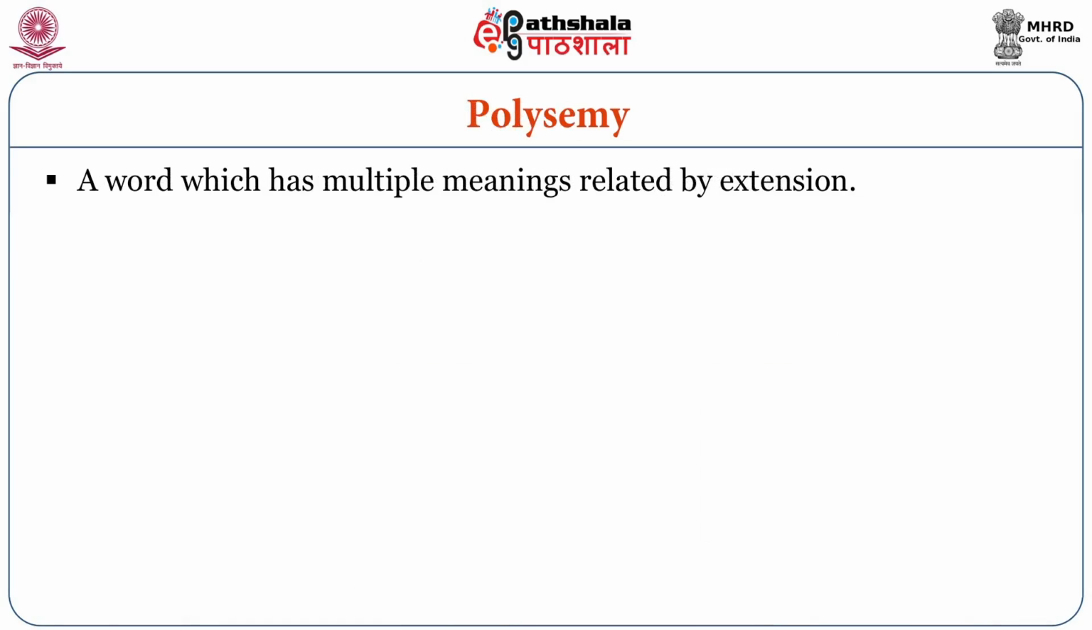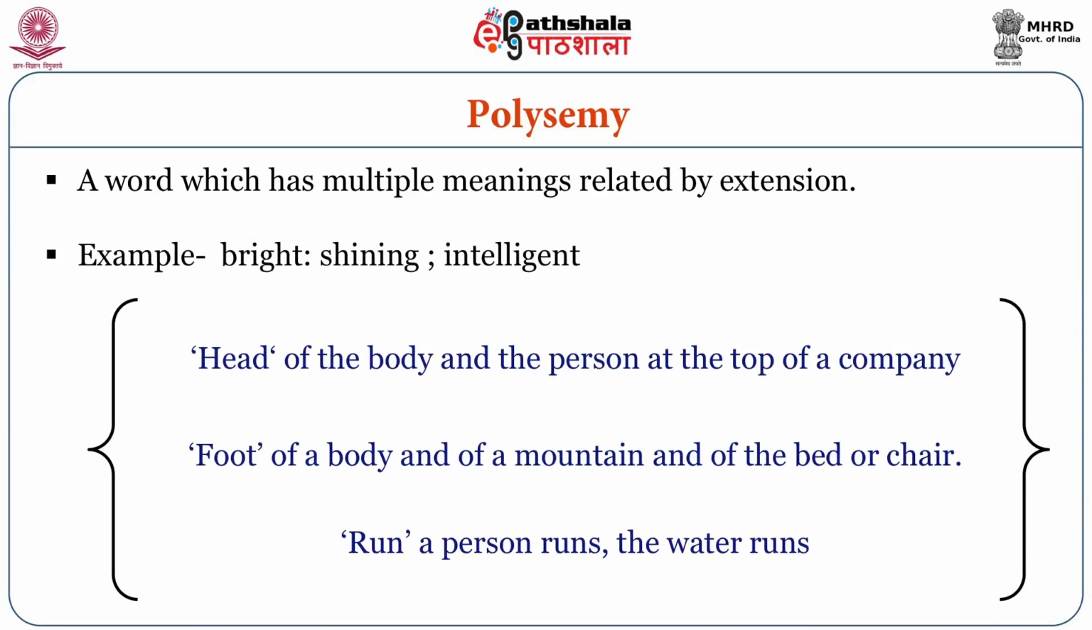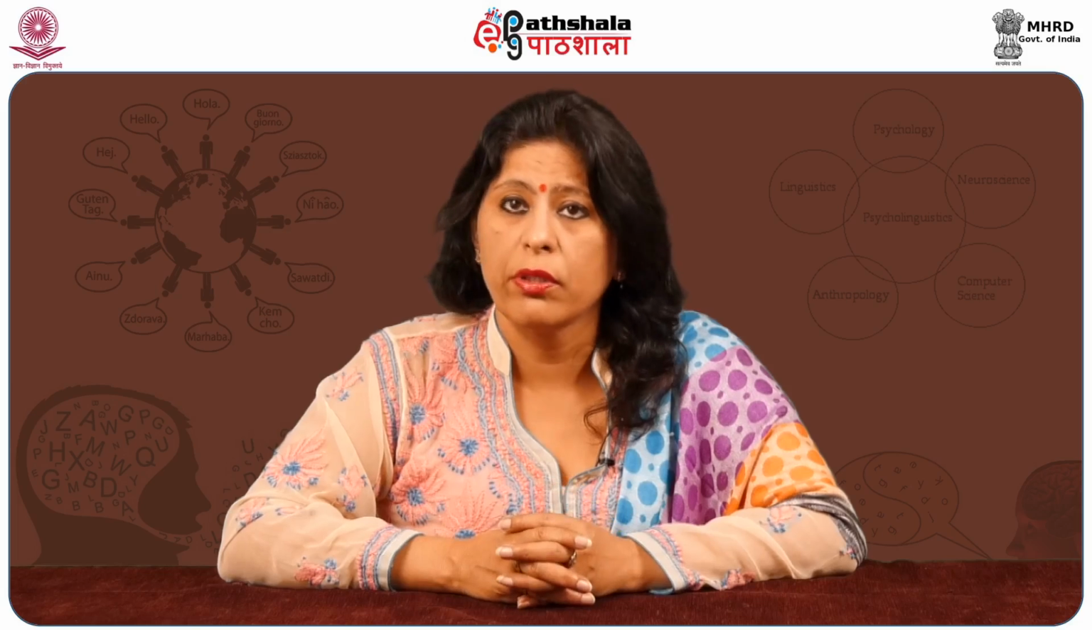Then we have polysemy, a word which has multiple meanings related by extension. For example, bright: shining, intelligent; head: of the body and the person at the top of a company; foot: of a body, of a mountain, and of the bed or chair; run: a person runs, the water runs. So this way a word can be used in different contexts, creating different meanings.